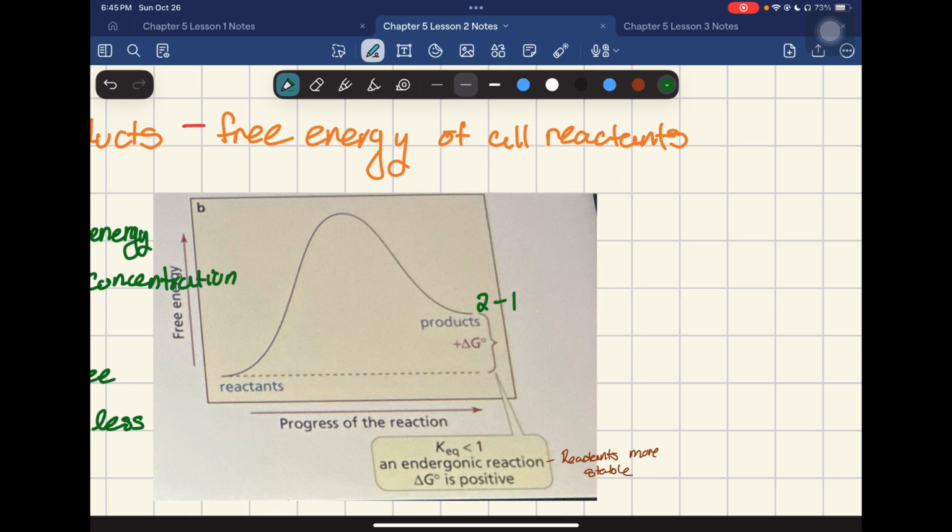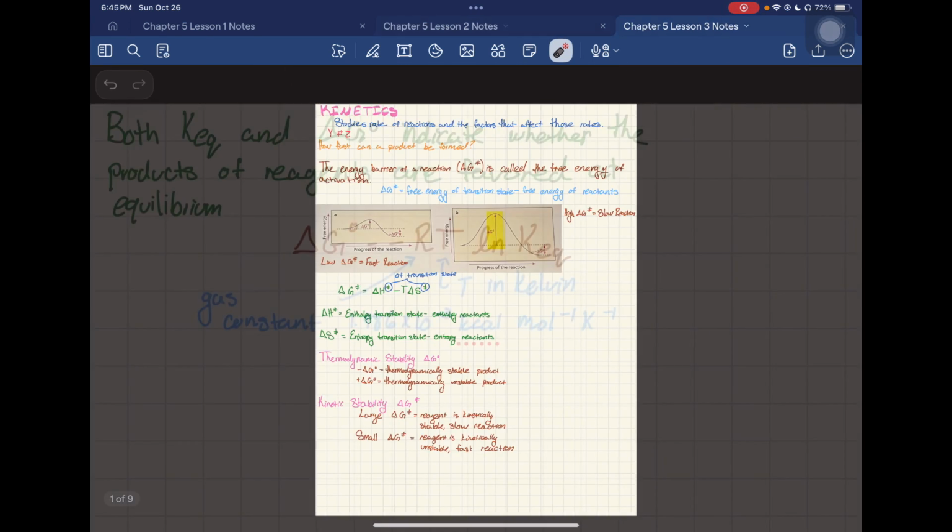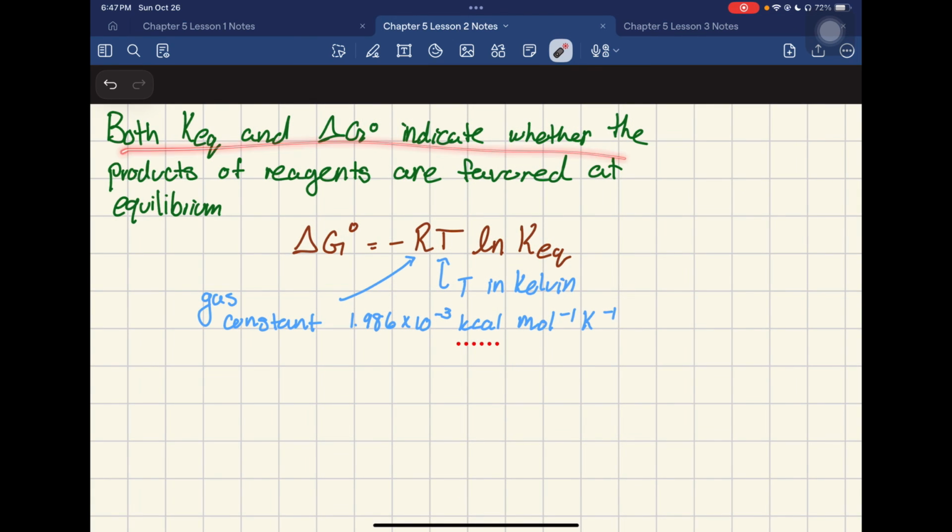So we do 2 minus 1, which is 1. That's positive, equals positive delta G. However, products is less, reactants is more, meaning products over reactants is 0.5. And that makes it endergonic right here. So both K equilibrium and delta G indicate whether the products or reagents are favored at equilibrium.